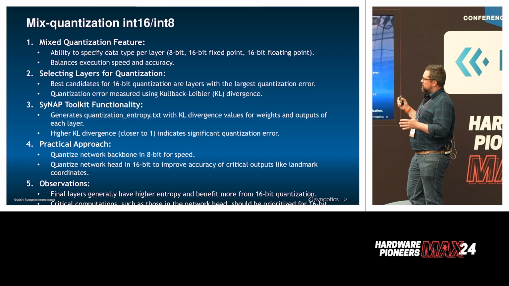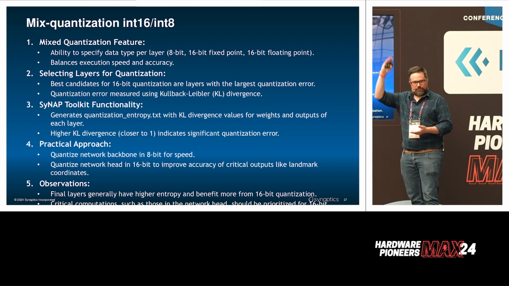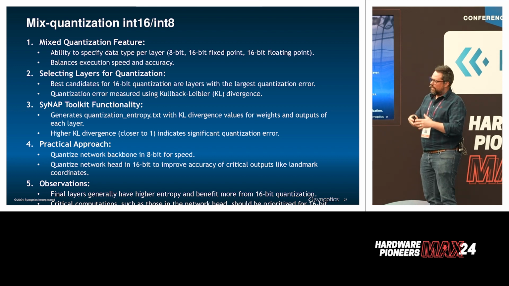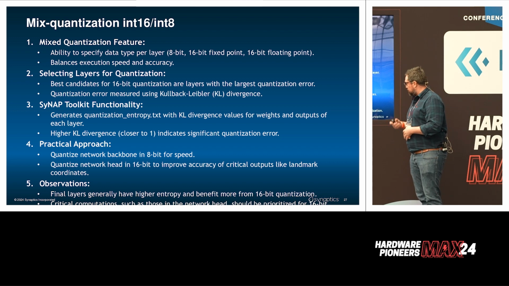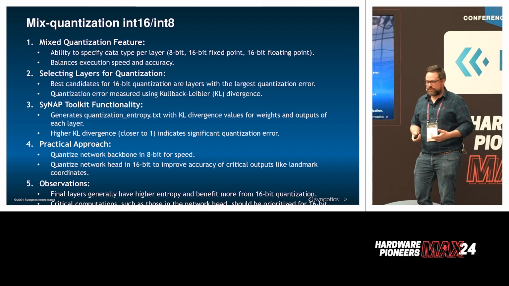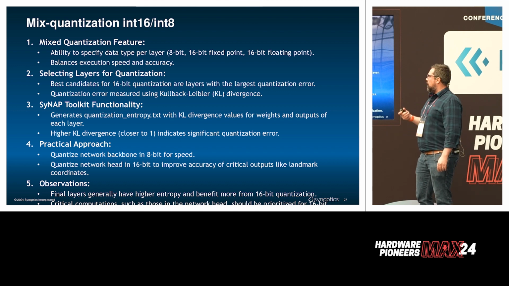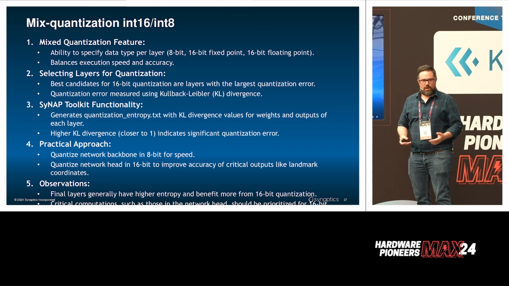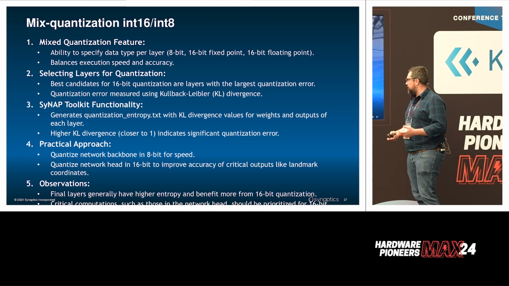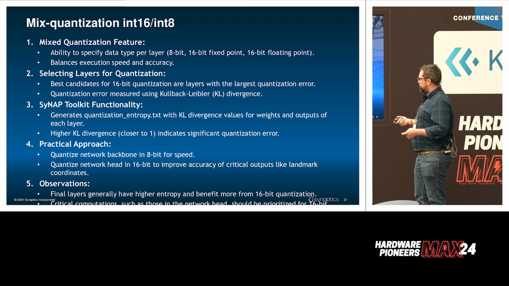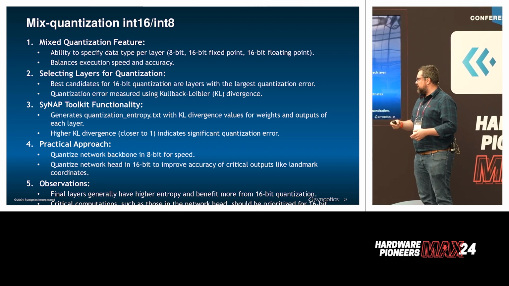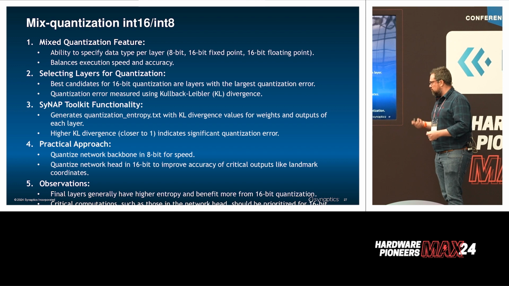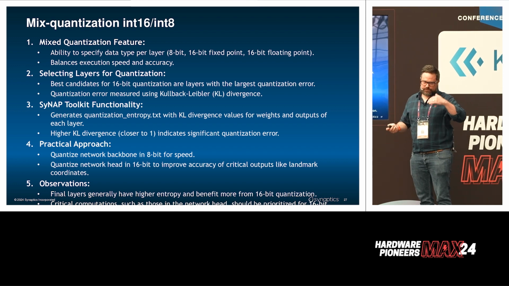The best approach is to use the backbone, so the beginning of your model, in 8-bit, and then at the end use 16-bit to improve the accuracy. This is really where we have critical output and need more precision. Our observation is that generally the final layer is where you need more precision and where most of the errors are. This is why it's critical to move to int16 at the end of the model, and to do this prioritization for those steps.